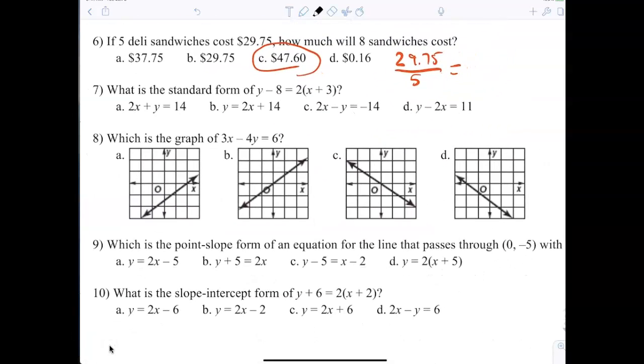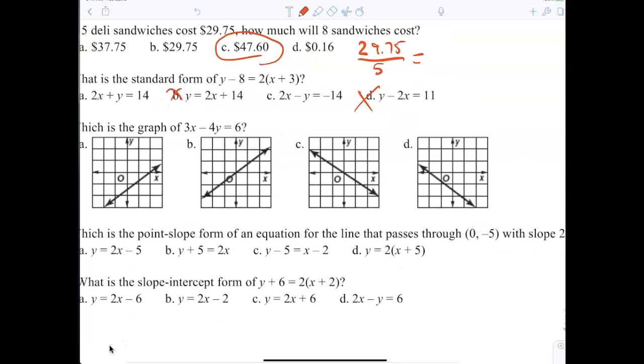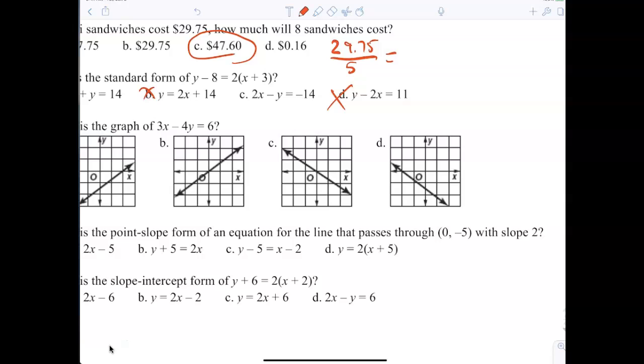Standard form. Now for standard form, I'm just looking at it right now knowing it's not B and it's not D. Everybody agree with that? All right, so now let's look at it. We're trying to put x and y on the same side. So y minus 8, distribute the 2, 2x plus 6. Now I want the x to stay positive, so remember, I try to just keep this here. So 2x, move the y over becomes negative y, and the 6 over becomes negative 14. So again, we want to write it first, so it'd be 2x minus y equals negative 14.